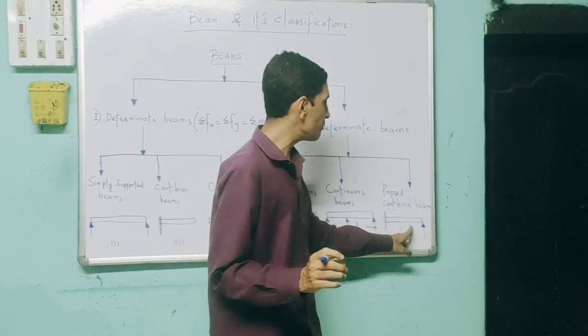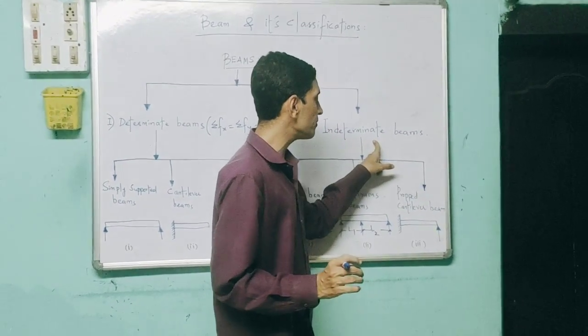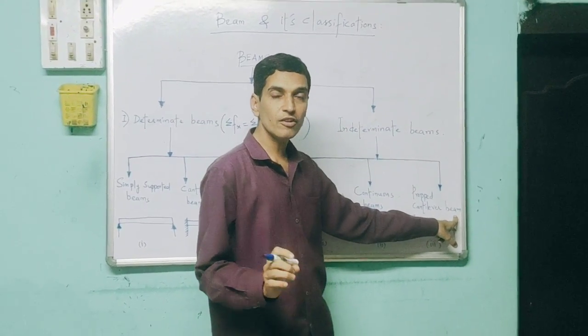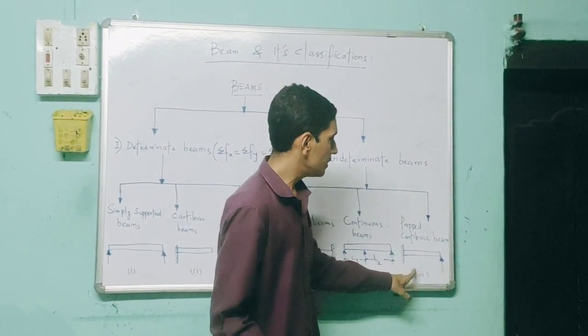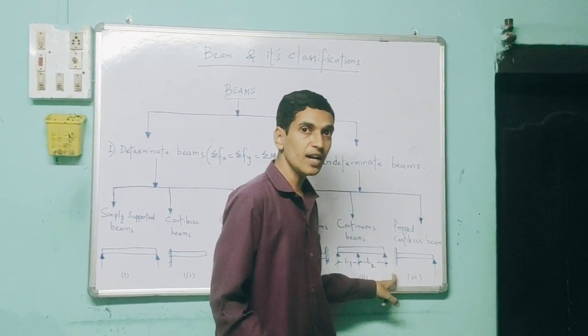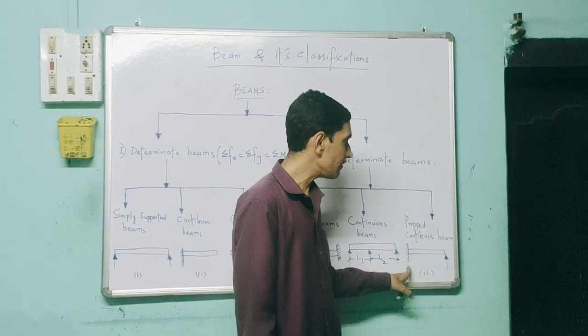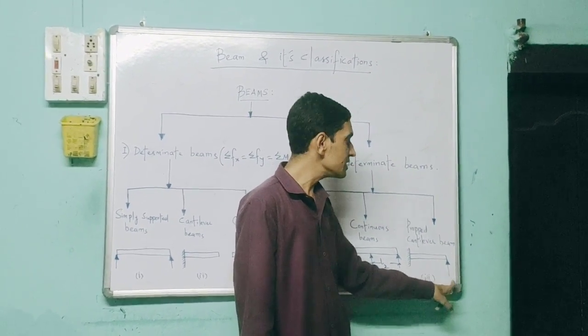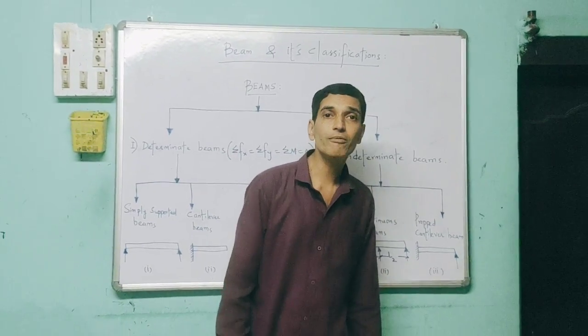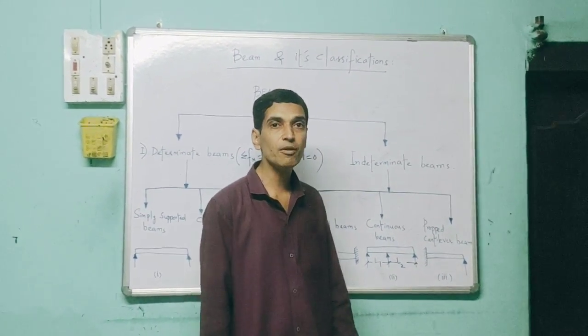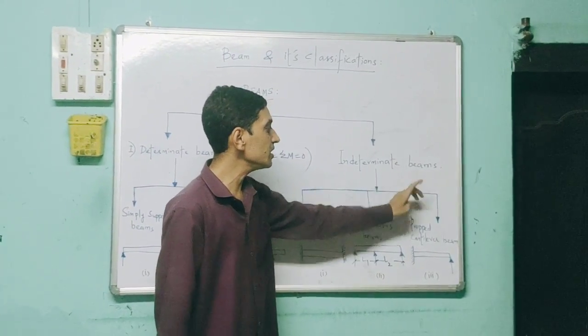And the last type of beam coming under indeterminate beams is the propped cantilever beam. Here also the definition is very simple. The beam which has one end fixed and the other end provided with a simple support is called a propped cantilever beam. That is the third type of beam coming under indeterminate beams.